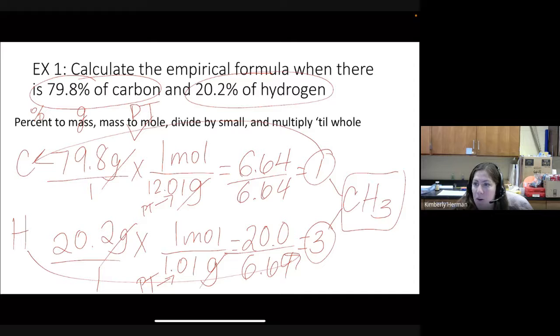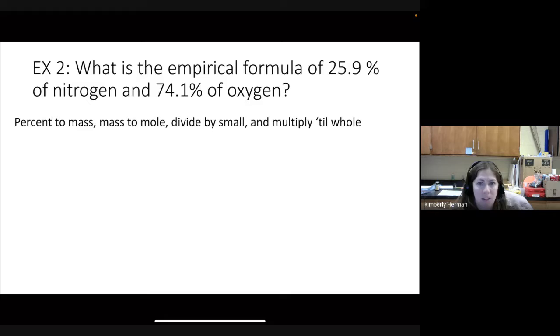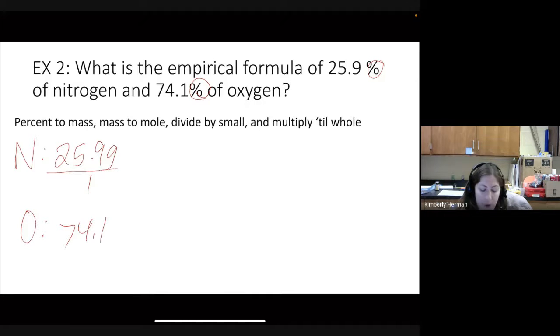It says, what is the empirical formula if we have now 25.9% of nitrogen and 74.1% of oxygen. So if we take a look, we're going to have our nitrogen first and our oxygen second. So percent to mass. So we're changing these percent symbols to G's. So we're going to have 25.9 G over 1, and we're going to have 74.1 G over 1. Then step number 2, mass to mole. Line X line, 1 mole on top, 1 mole on top, and our G.